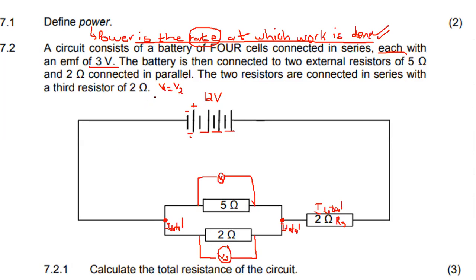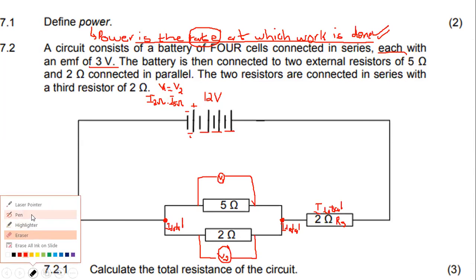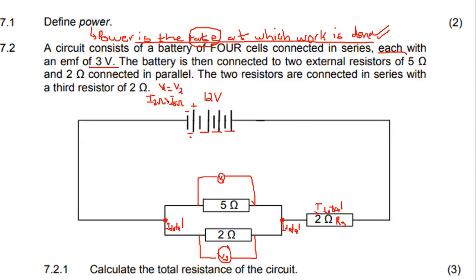What else do I know theoretically? I know that the current through the 2 ohm resistor, remember current we symbolize by the symbol I, will be greater than the current through the 5 ohm resistor. How do I know that, my dear learners? Let's write it nicely there for you. There we go. The current through the 2 ohm resistor will be greater than the current through the 5 ohm resistor. Why are we saying the current there will be greater than the current there?